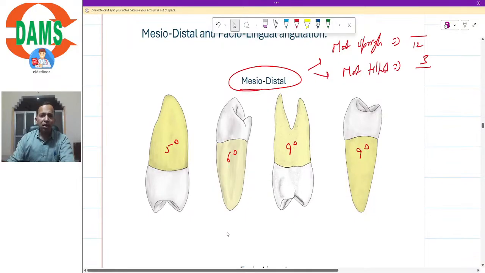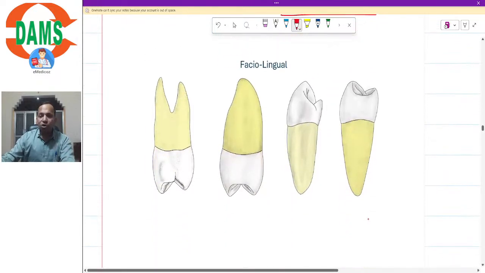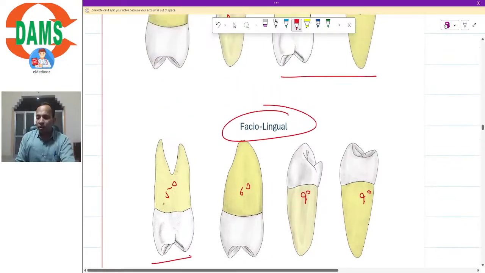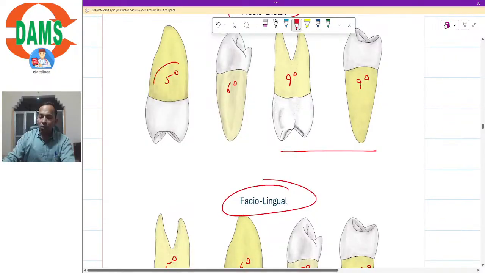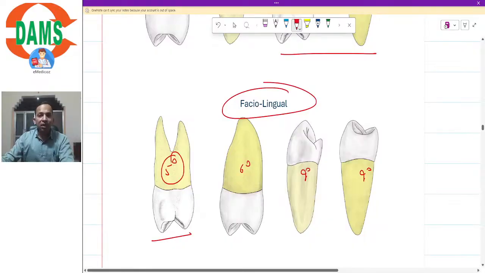But in case of premolars, the maxillary second and mandibular first premolar have lesser angulation as compared to the mandibular second and maxillary first. Similarly, faciolingual inclination, that is buccolingual inclination, is again minimum for maxillary first premolar, right? So mesiodistal inclination was minimum for maxillary second premolar and faciolingual inclination is minimum for maxillary first premolar.